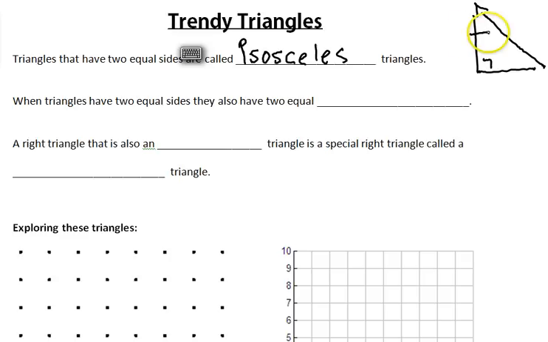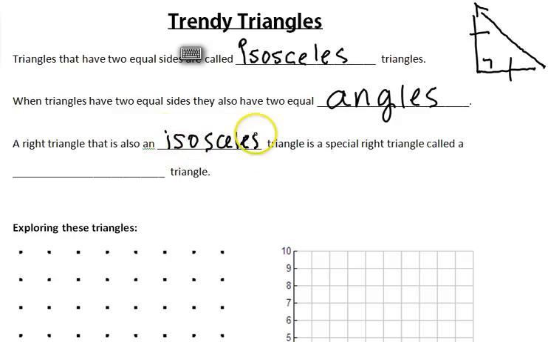Okay, when they have two sides that are the same, they also have two something else that's the same. Angles? Two angles that are the same. And then we're going to say that a right triangle that is also an isosceles triangle is a special right triangle.